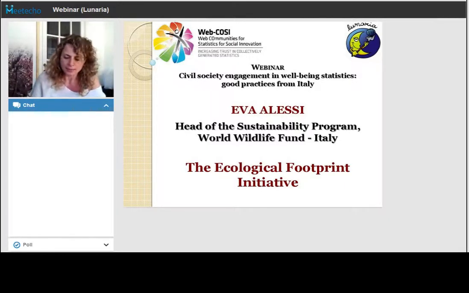The carbon footprint, that's another one of the footprint families, measures the total amount of greenhouse gas emissions that are directly and indirectly caused by human activity and that accumulate in the atmosphere.